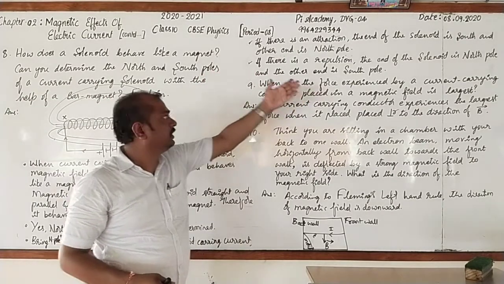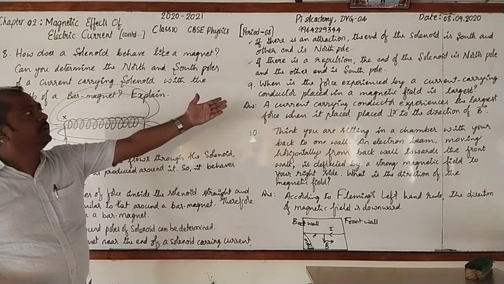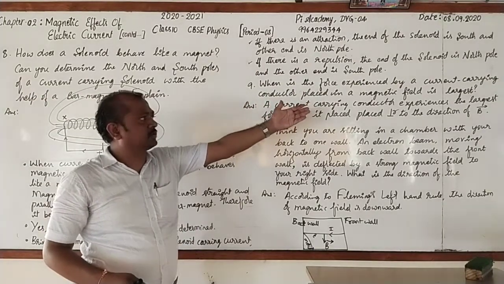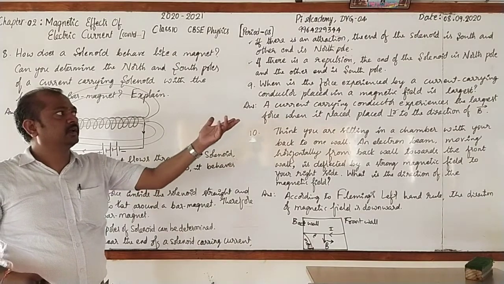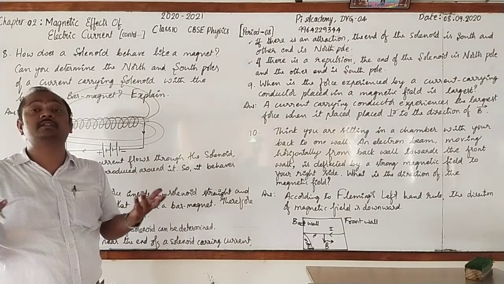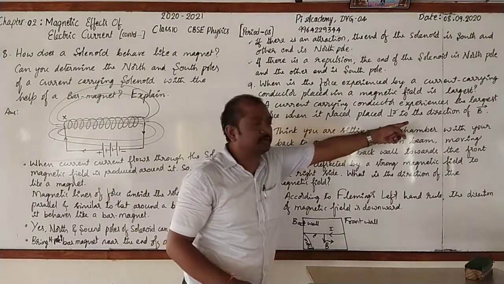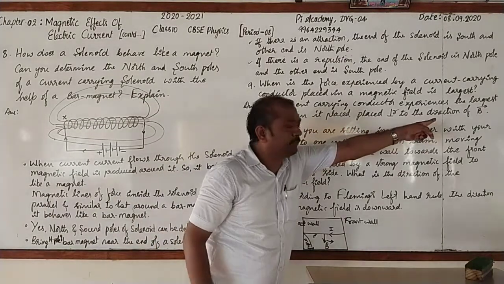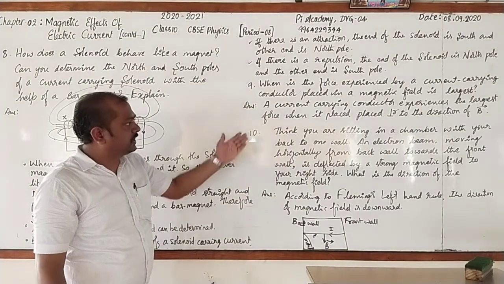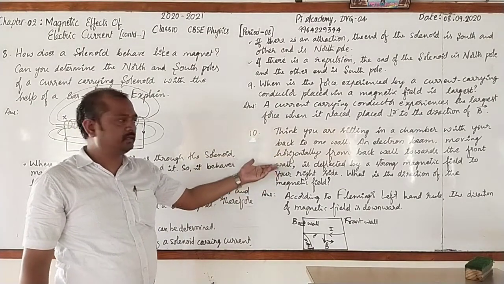That has been written. Next, ninth one. The mechanical force experienced by the current carrying conductor kept in the magnetic field is largest when it is placed perpendicular to the direction of magnetic field. Next, 10th one that I have already explained.